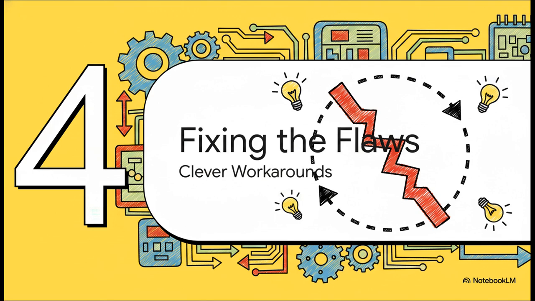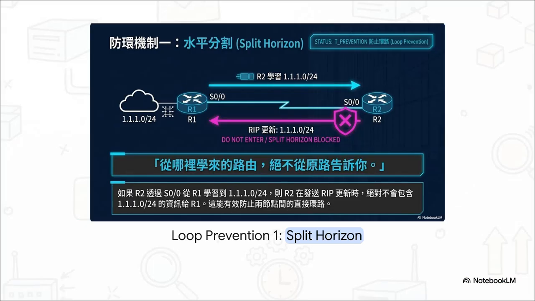To save RIP from its own blind spots, networking engineers had to invent some incredibly brilliant, if maybe slightly clunky, mechanisms to forcefully break the loop. The first big fix is called split horizon. Think of this as a logical firewall against circular logic. It enforces one super strict, unbreakable rule.